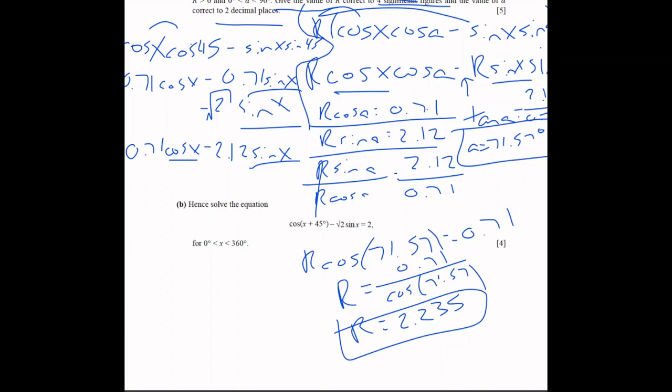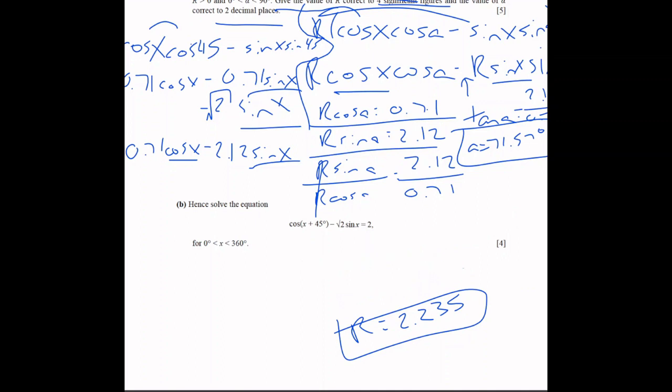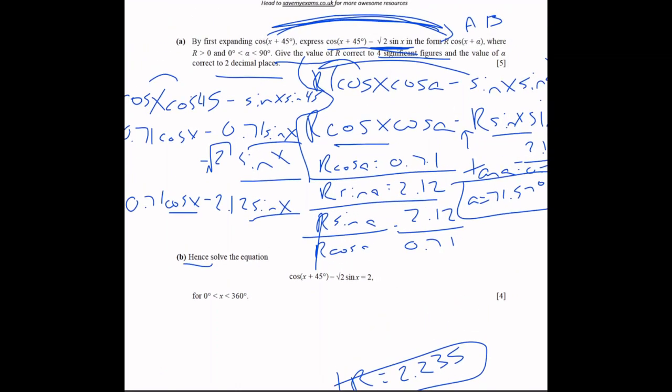Now, I'm going to just erase a little bit of my work, that way I have a little bit more room to work with. Of course, if you want to see it again, you just rewind back in the video. So now I say hence solve the equation. Hence means you're pretty much using what you used previously. So if they said by expanding this into r cosine x plus a, that means I'm using r cosine x plus a to solve this.